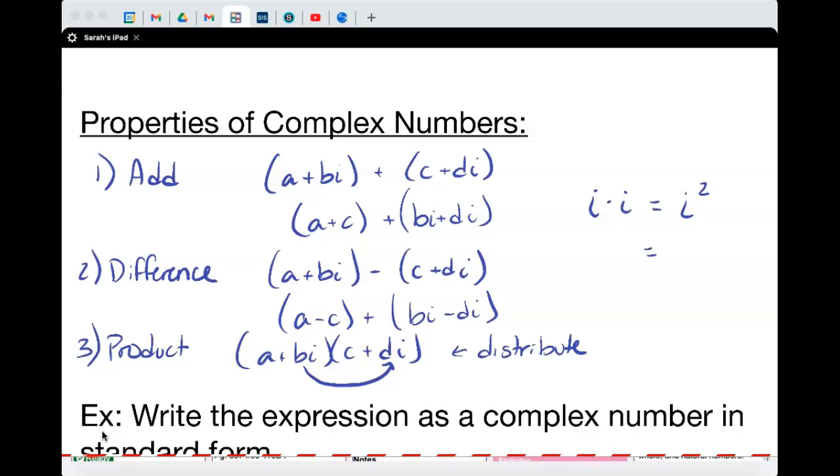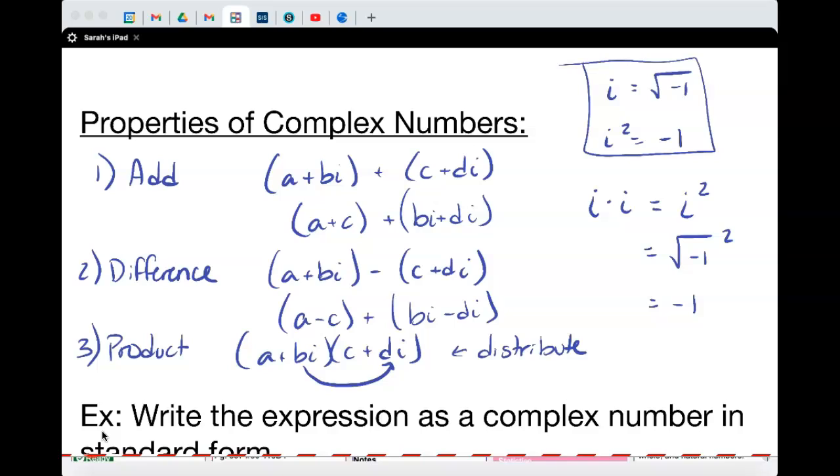Okay, so I can replace i with the square root of -1. This is now raised to the second power because it's i squared. So what happens to the square root and the squared? They cancel because they're like inverses of each other. So then I just have the -1 coming down. So we know i is the square root of -1. Now we know i squared is -1. These are two pieces that you should know.